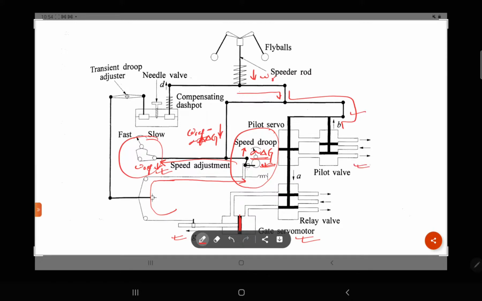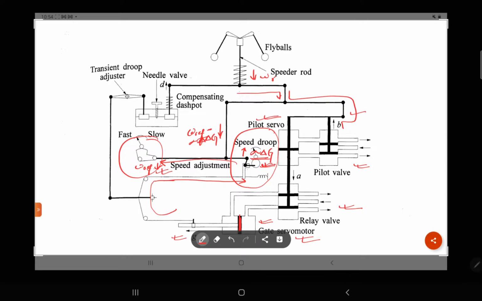So this is the pilot valve. Pilot means driving, so the pilot valve is connected to the pilot servo motor, and it is connected to the relay, which gives the signal to the gate servo motor. According to that, we are moving or adjusting the position of the gate. So this is the whole working of how we control the gate position.